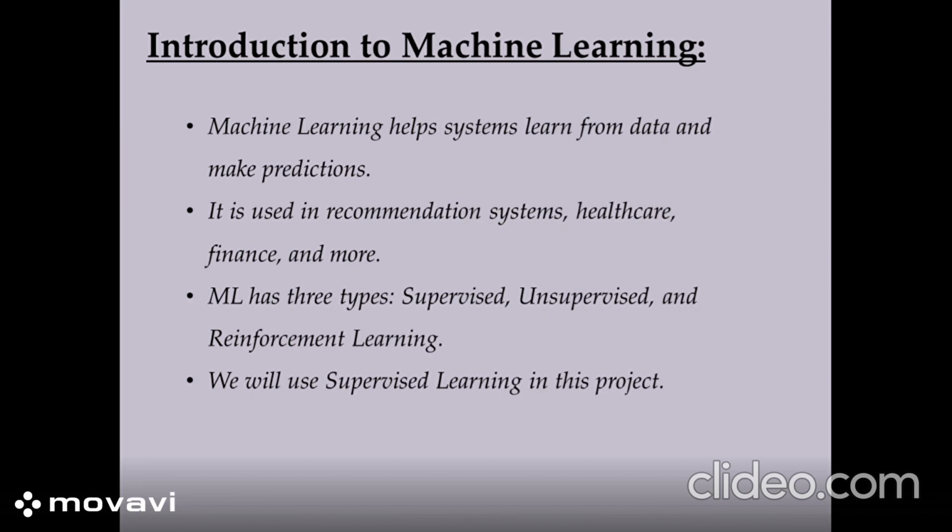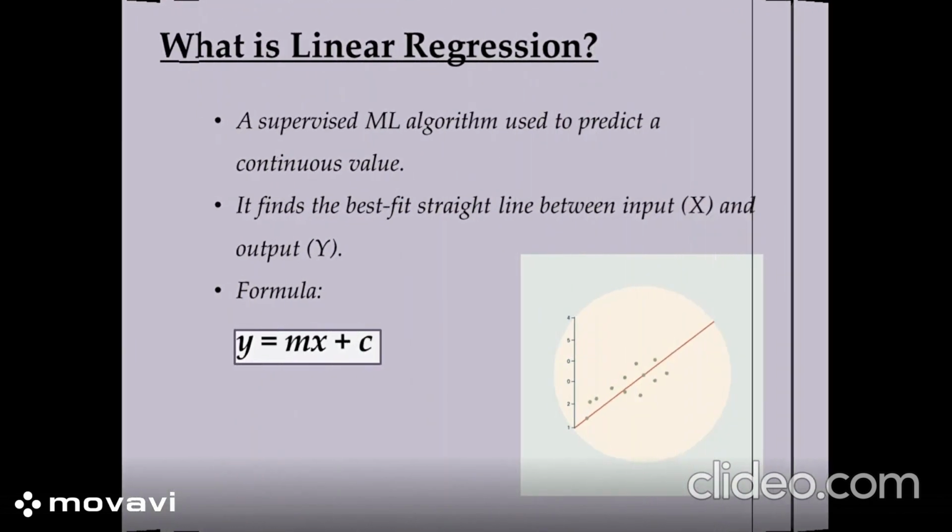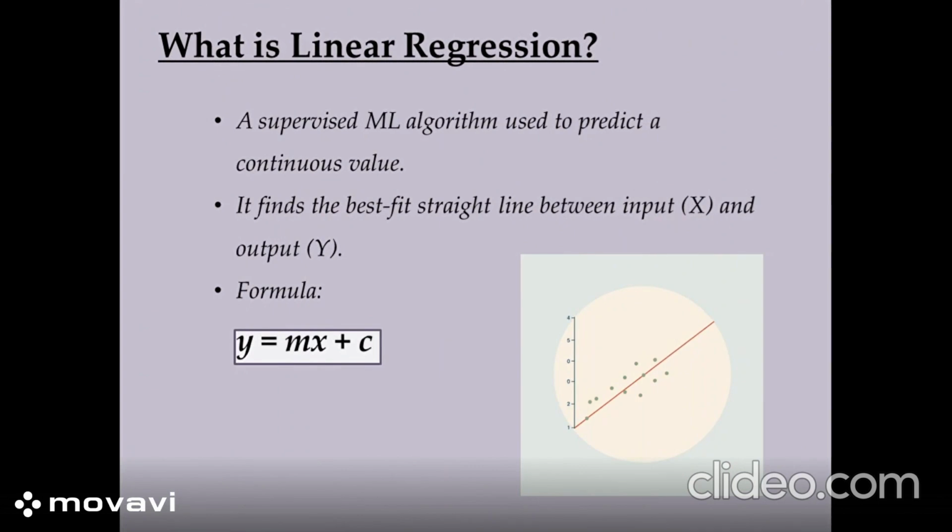Applications of machine learning are Netflix recommending movies, Google Maps predicting traffic, banks catching fraud, even doctors predicting diseases. There are three main types of machine learning: supervised learning, unsupervised learning, and reinforcement learning. In our case study, we are using supervised learning because we already know both the inputs and the outputs: study hours versus marks. Now, let's talk about linear regression.